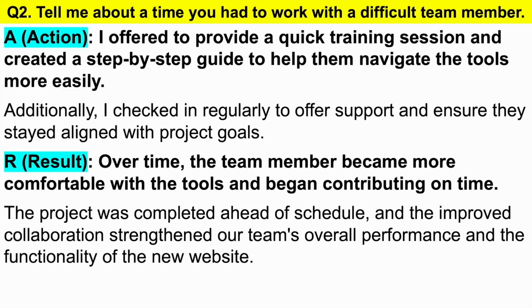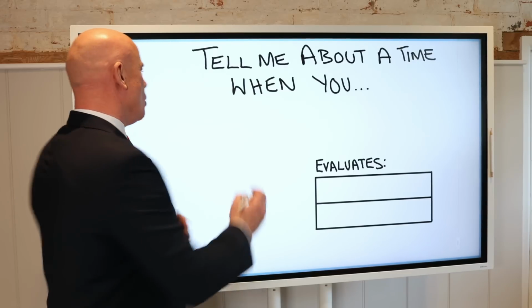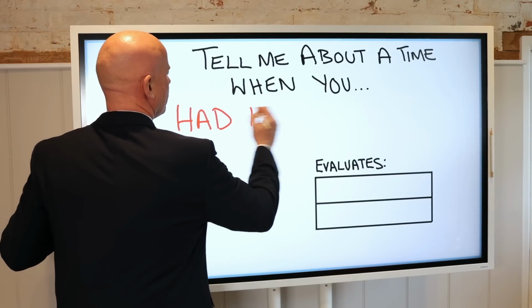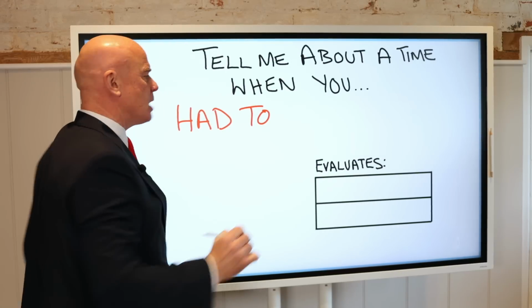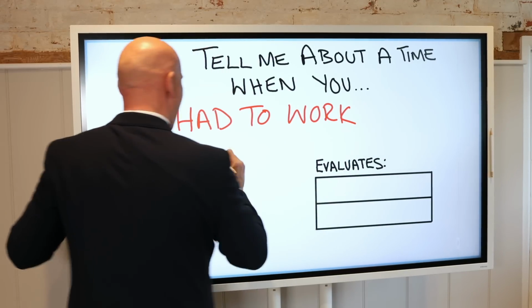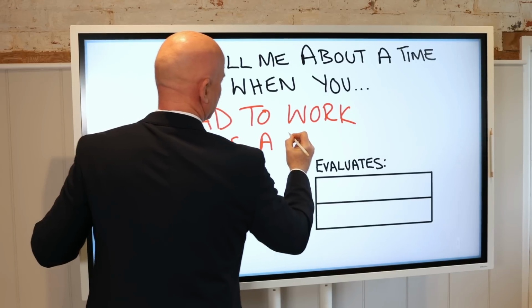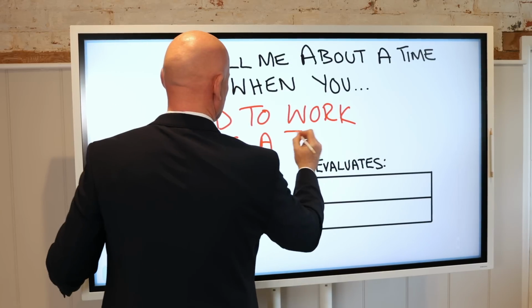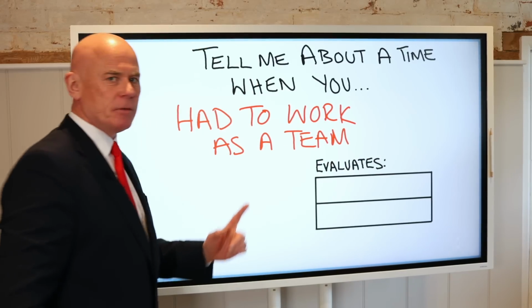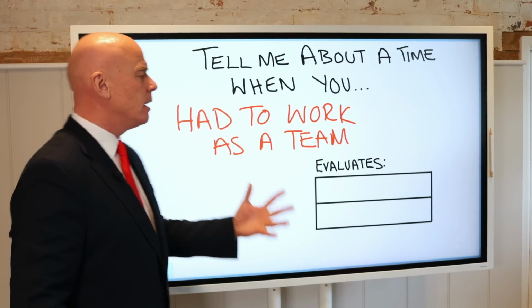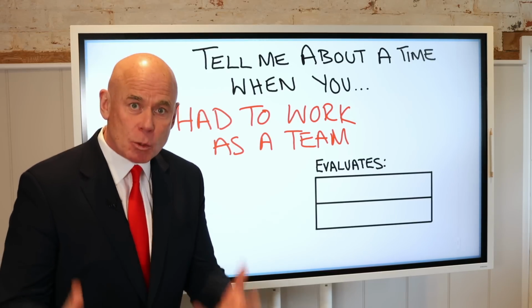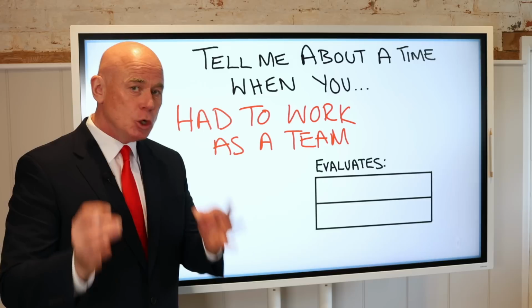Behavioural interview question number 3 that comes up all the time is, tell me about a time when you had to work as a team. This is one of the most common behavioural interview questions. The reason why the hiring manager is asking you this question is because you will have to work as part of a team in your job role.